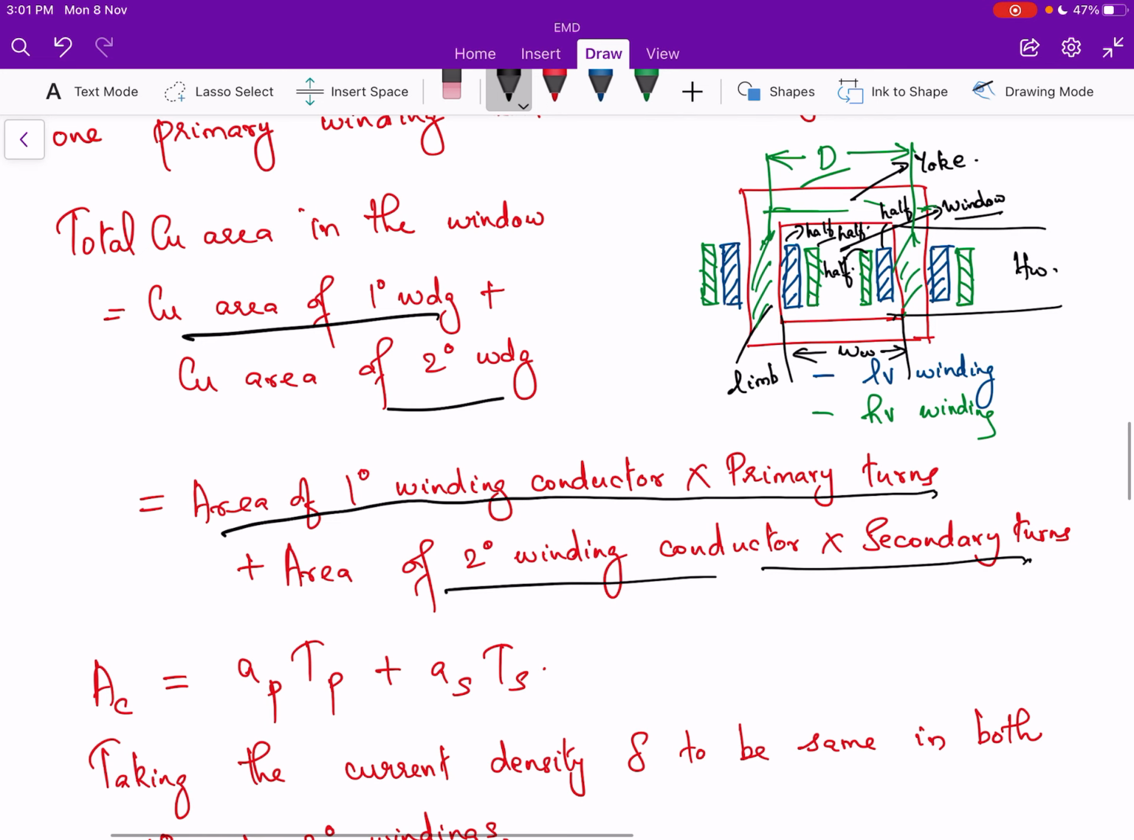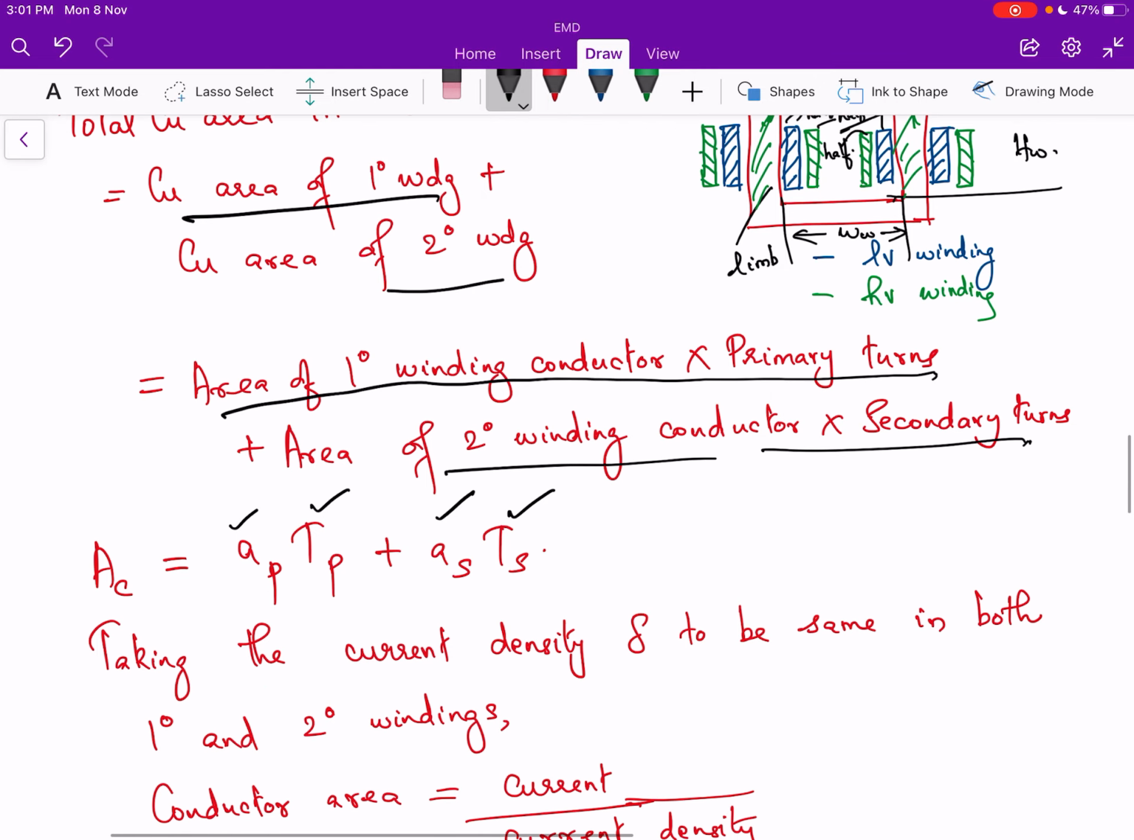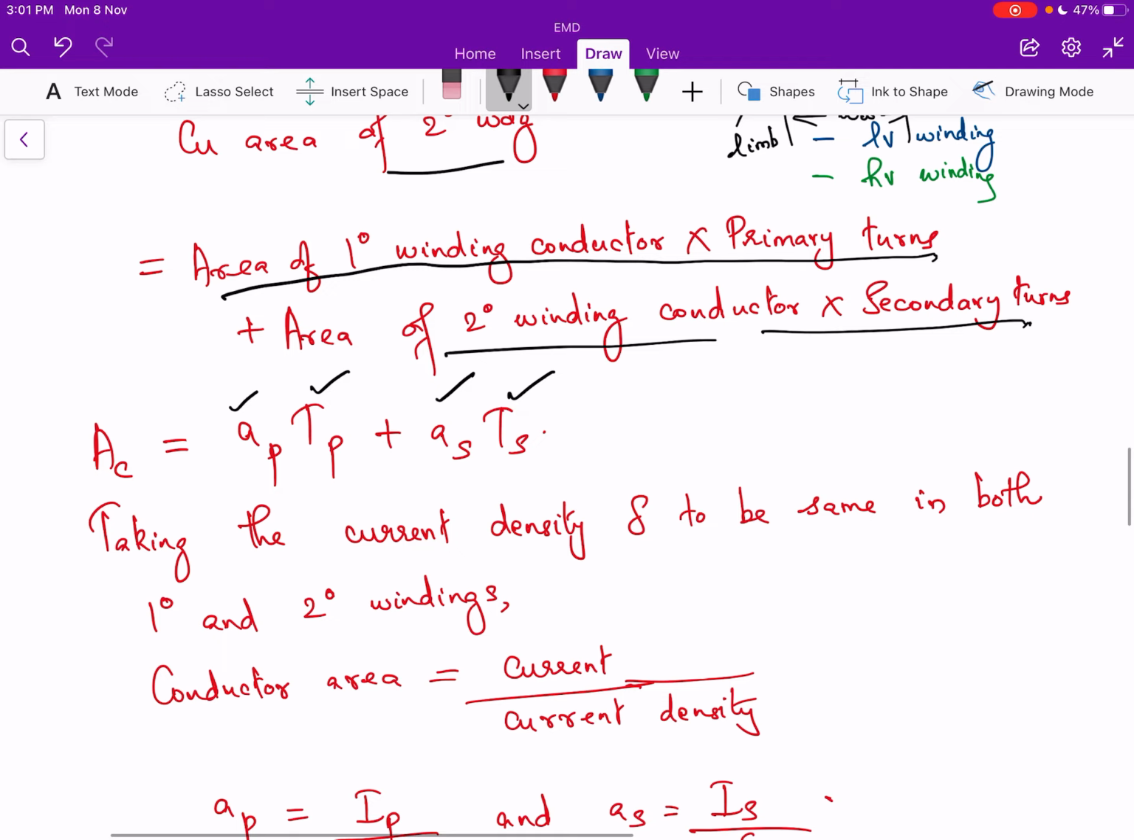So we can substitute the values over here. Now total copper area in the window means AC, that is equal to area of primary winding conductor is AP into number of turns of primary is TP plus area of secondary winding conductor is AS into number of secondary turns is TS. So we can write AC as AP TP plus AS TS, and we are assuming the current density to be same in both the primary and the secondary winding.